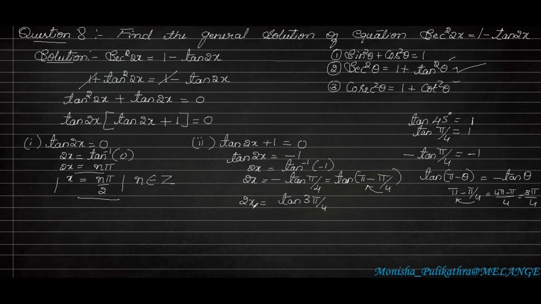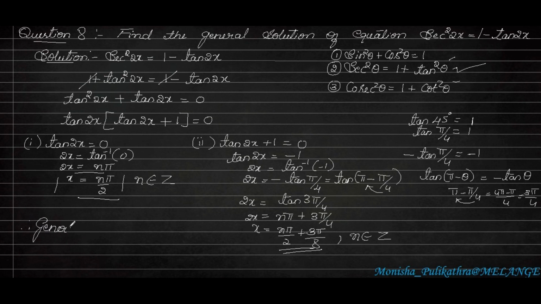So tan 3 pi by 4, it will become 2x is equal to, since we know that if tan comes, n pi will come here. So n pi plus 3 pi by 4. So I will be dividing it by 2. So n pi by 2 plus, if 2 comes here, 4 2s are 8. That is n pi by 2 plus 3 pi by 8. So where n belongs to z. So these are the two equations. Let us write them down.